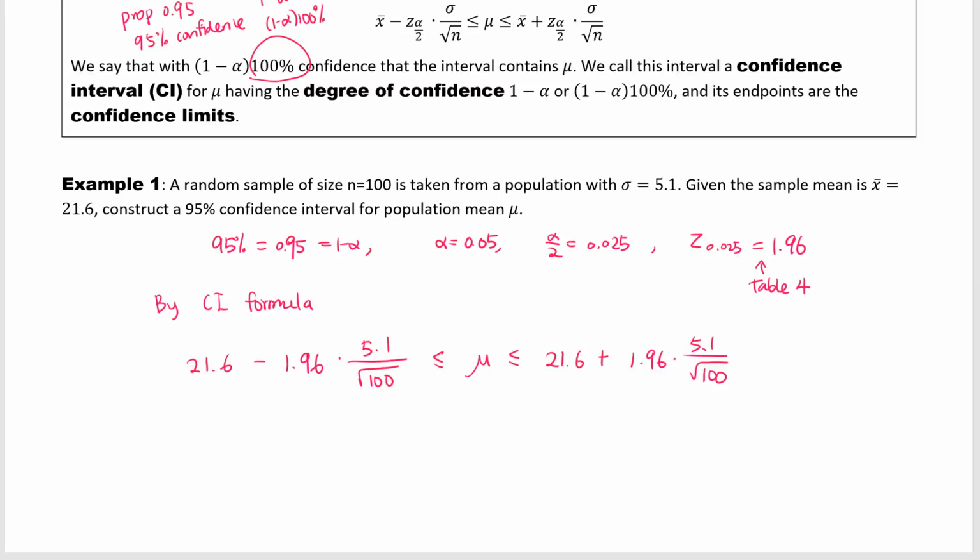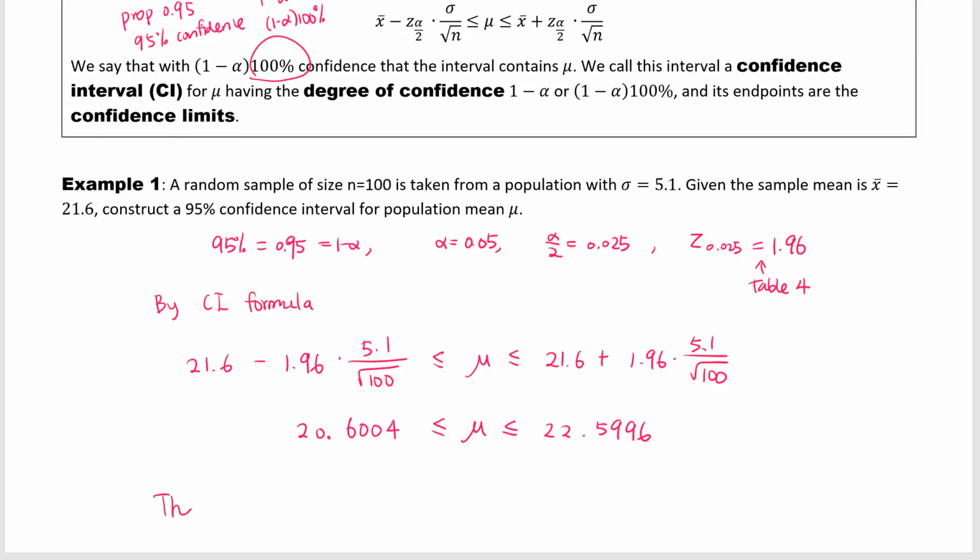So let's put this in our calculator. You can always pause the video and try the problem first. And then once you're done, we can check our answer together. So I got 20.6004. And on the right hand side, you don't need to type the whole thing again. You just go up to your previous formula and then replace minus by plus. Okay, I got 22.5996. So far, so good.